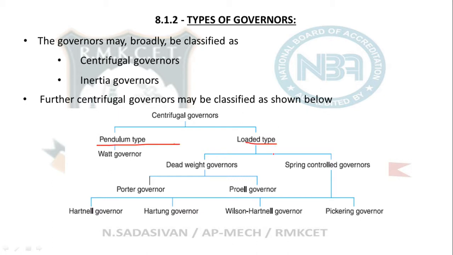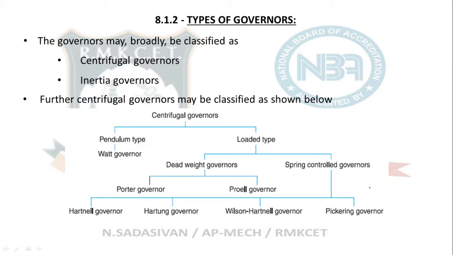Then the loaded type. In the loaded type, I have dead weight governors and spring control governors. Dead weight governors are Porter and Proell. So these are the names of the different types of governors invented by these people. For spring control governors, you have Hartnell, Hartung, Wilson-Hartnell, and Pickering.